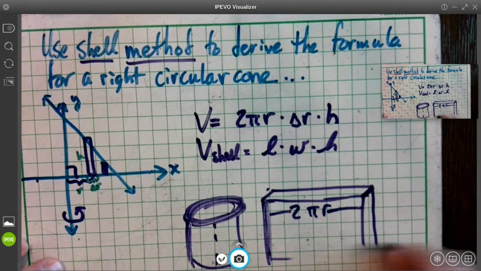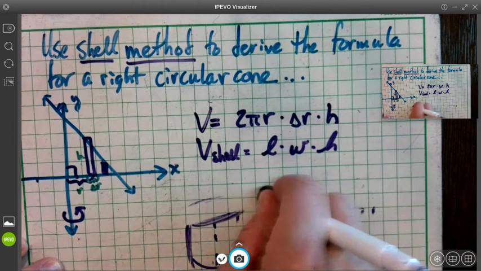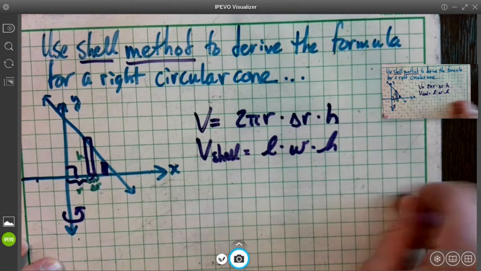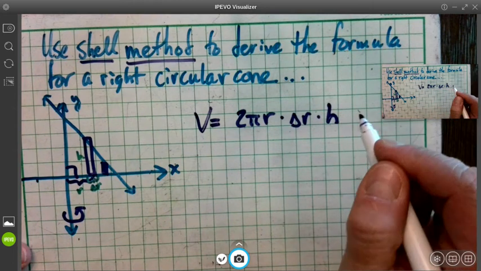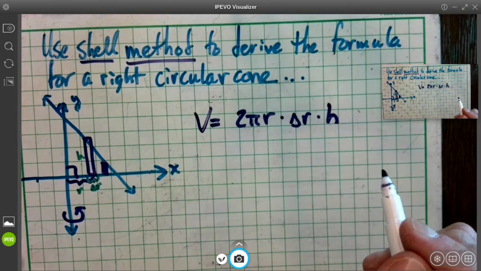Okay? So let's do this problem. This is kind of a neat one. That's why I picked it. All right. So that's the background on the shell method. Again, you guys should be doing your due diligence and figuring out your Khan Academy stuff.